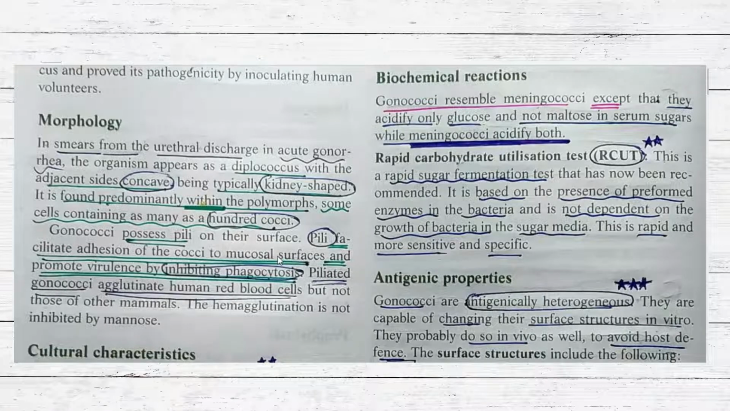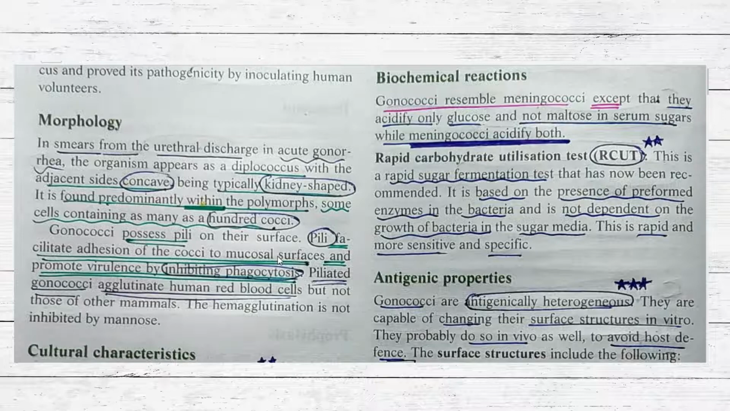Suppose a patient has come to you complaining of urethral discharge, and you are thinking that it can be a case of gonorrhea. So you take that urethral discharge and make smears from that. In that smear, you will observe that the gonococci appear as diplococci.